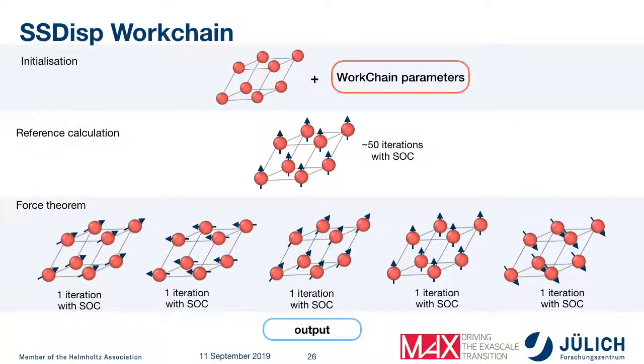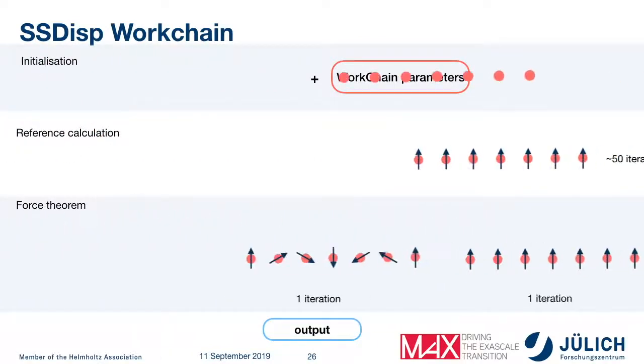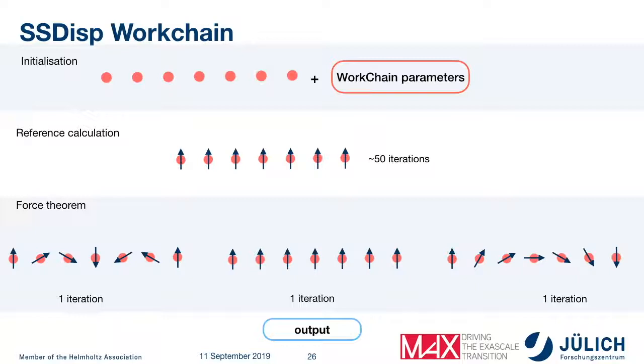Or we can use the force theorem workflow, which will first converge the charge density for a reference, and then using the initial charge density for the force theorem step, we can estimate the energy distribution in a faster and less demanding way.